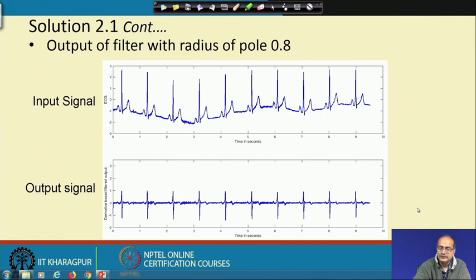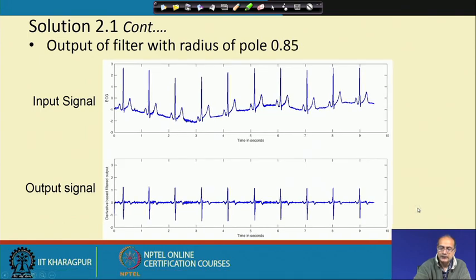Now, let us look at the next case. If we set the pole location to radius 0.85, then again there is an increase in the amplitude of the QRS complex, but the P and T waves are not visible. In fact, now that the amplitude of the QRS complex has increased, we see that the QRS complex looks much different compared to the original signal.